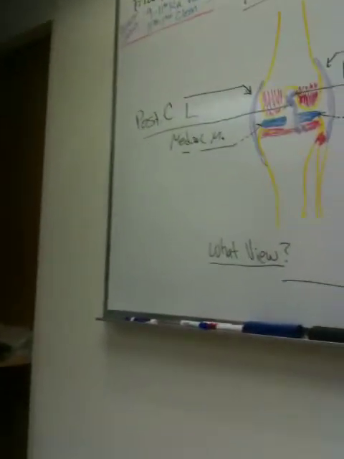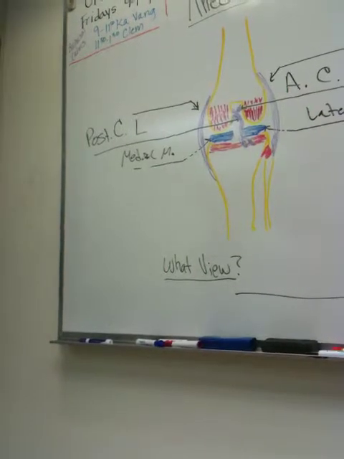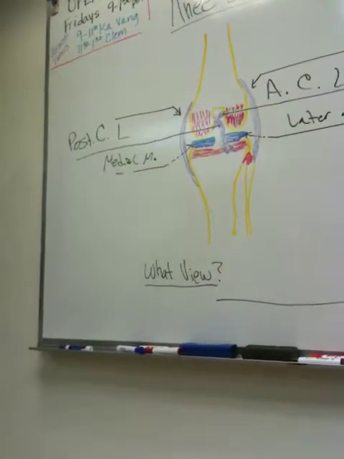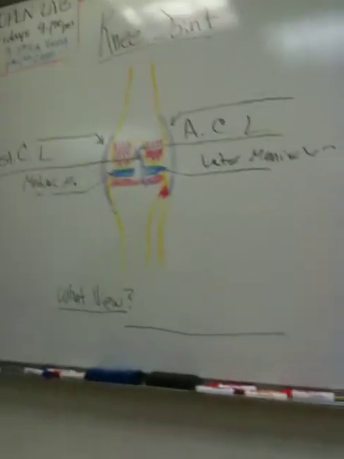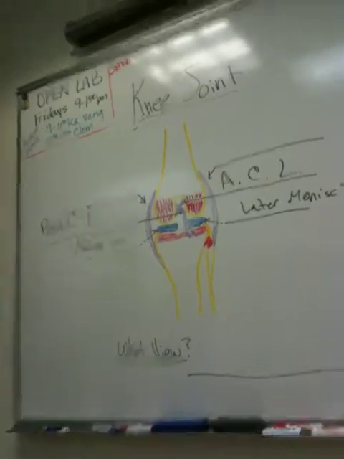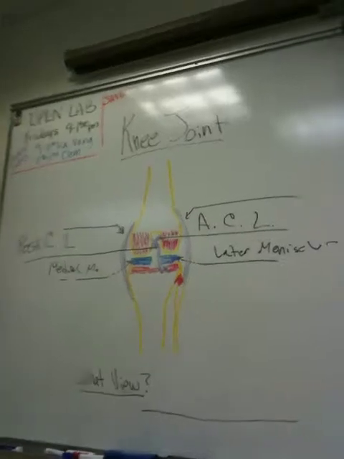That is the knee. What type of joint does the knee make up? What type of joint is the knee? Synovial? Type. Hinge. The knee is a hinge. Structural class: synovial. Functional class: diarthrosis.